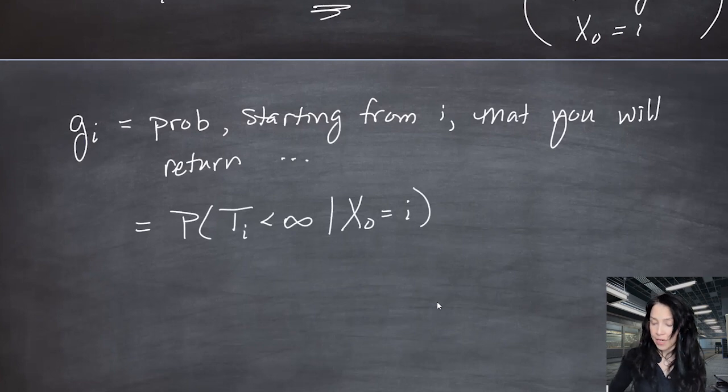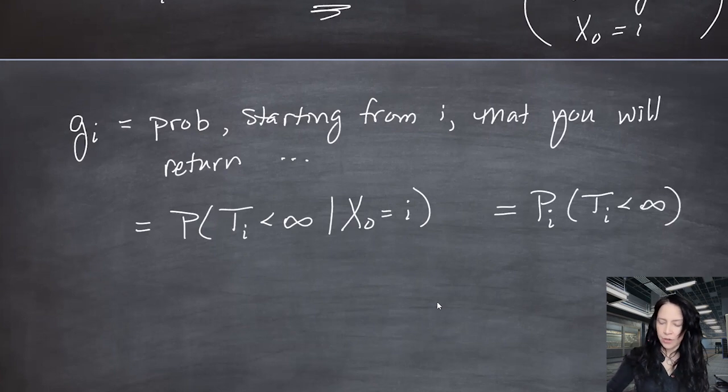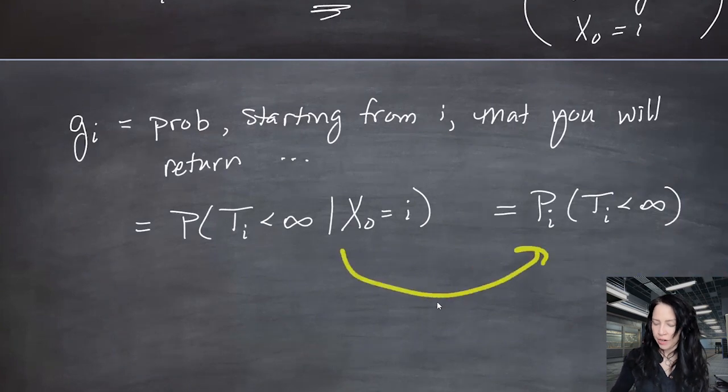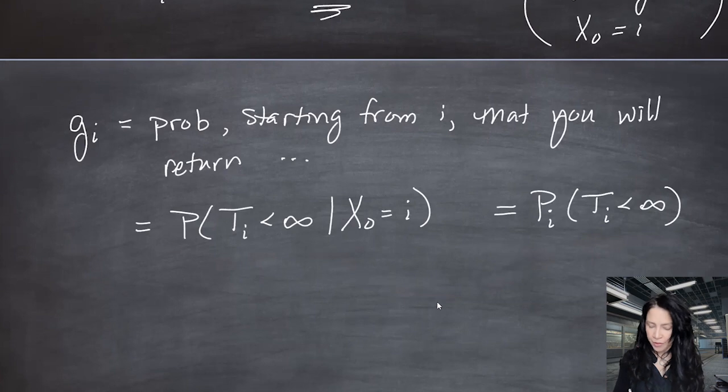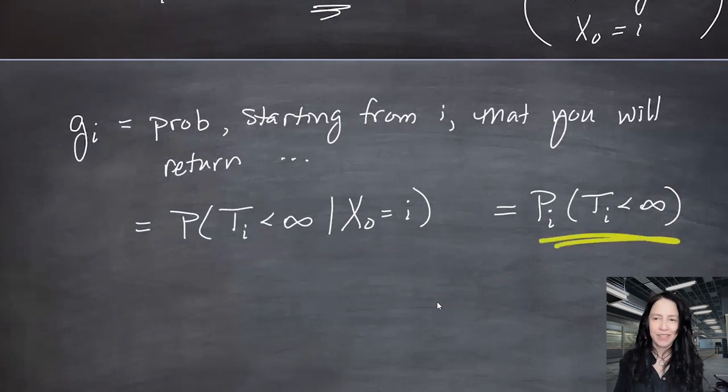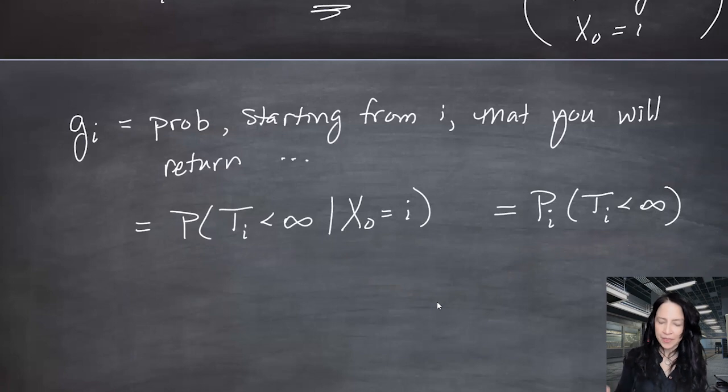And another notation is P sub I, T sub I less than infinity. So there's no, how did you get that? Or, how do you go from here to here? This is just another way to write this. I prefer writing it out in full just so everything's clear, but in some computations, like the one we're going to do right now, it might just be a little quicker and easier to write it this way.